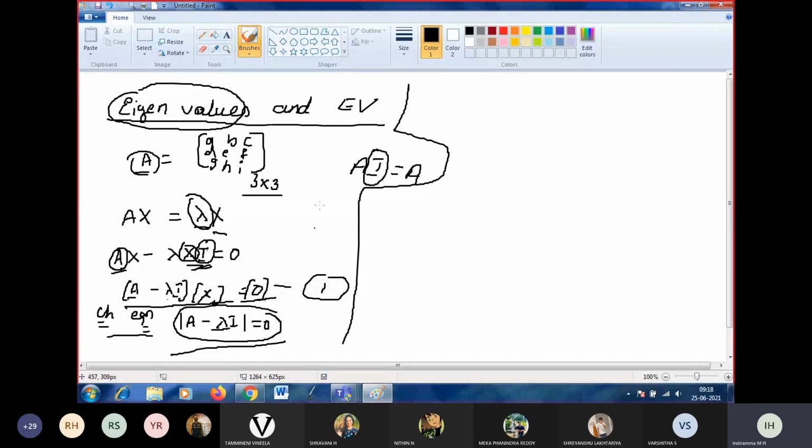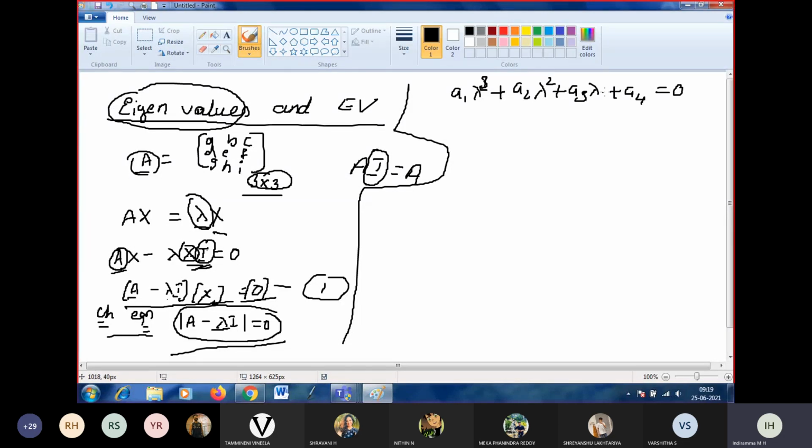Since I consider a third order matrix, you will get the cubic equation in lambda. For example, A1 lambda cube plus A2 lambda square plus A3 lambda plus A4 is equal to 0, where A1, A2, A3, A4 are constants.